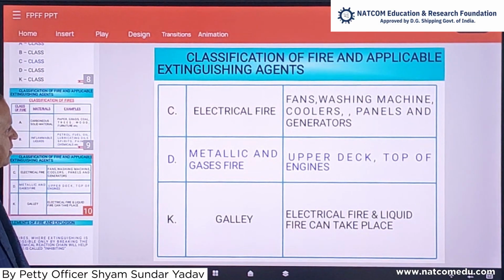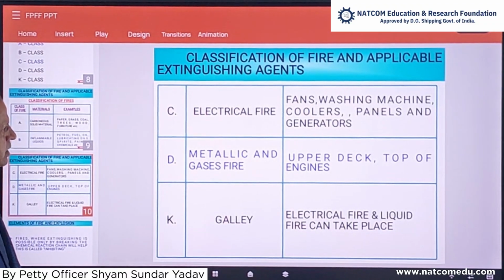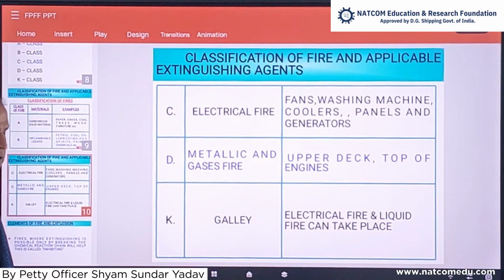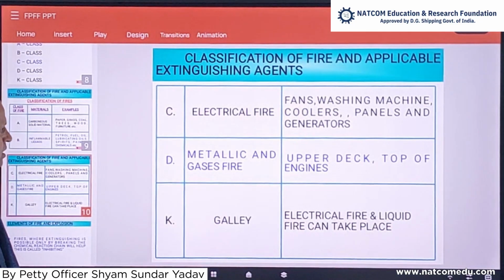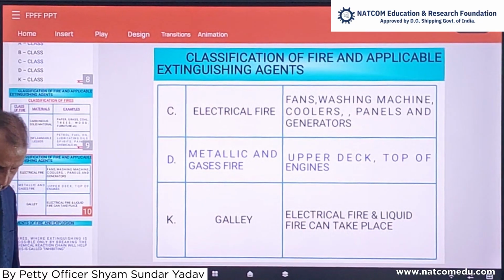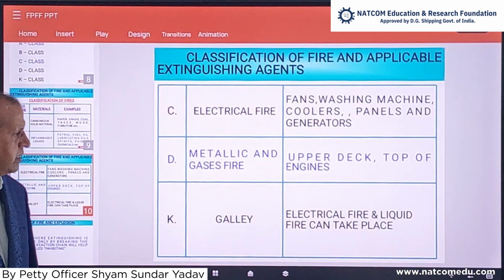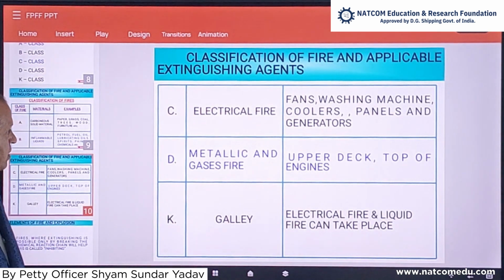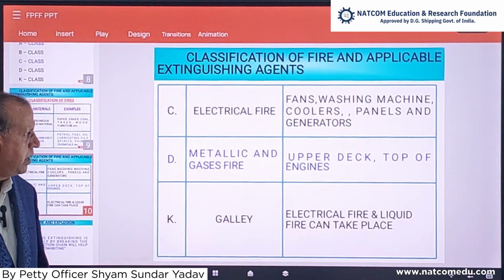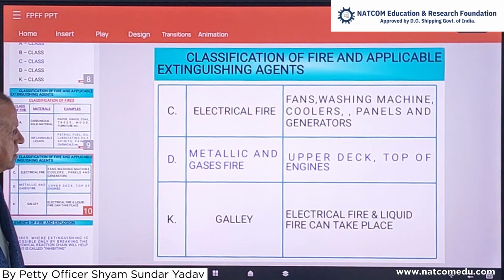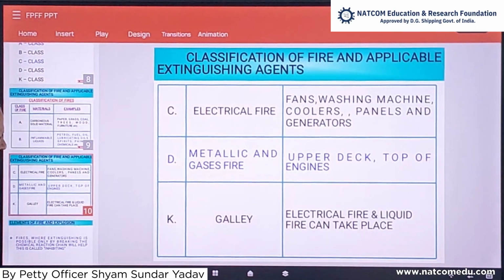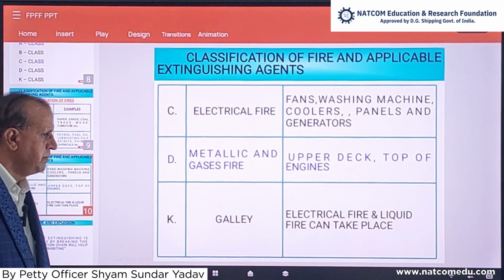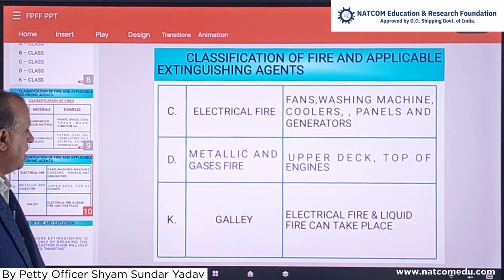C class of fire: electrical fire, fans, washing machines, coolers, panels and generators. That is known as C class of fire. Now D class of fire: gaseous fire, upper deck, top of engines. If there is such a fire, that is coming under D class of fire.